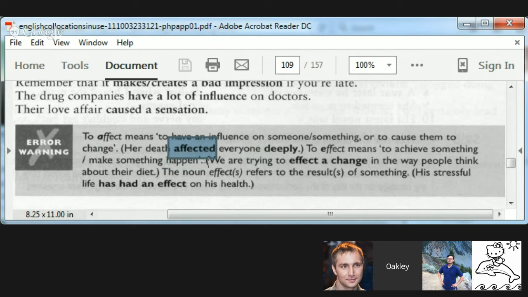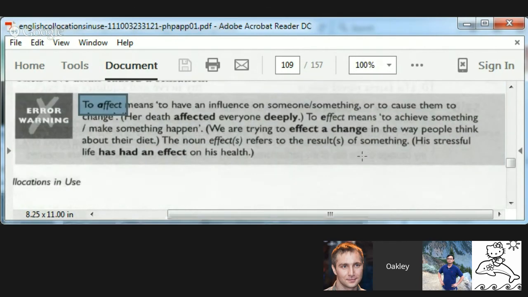The noun effect refers to the results of something. His stressful life has had an effect on his health. So a basic guideline, if this is still confusing for you, because it is for me: I only use affect with an A when I'm talking about affecting a person and their emotions.